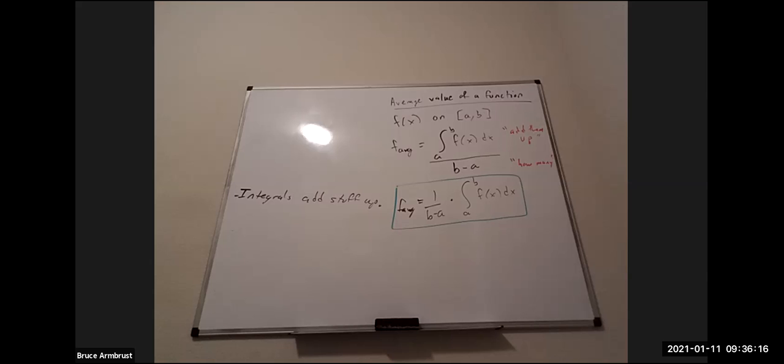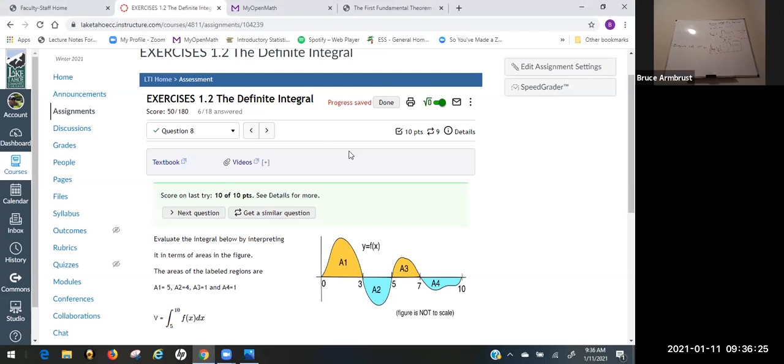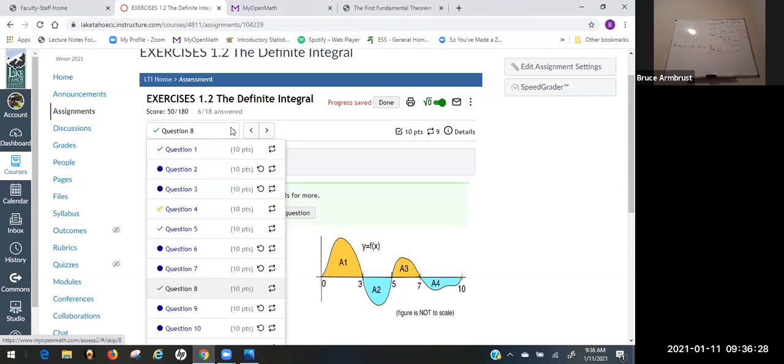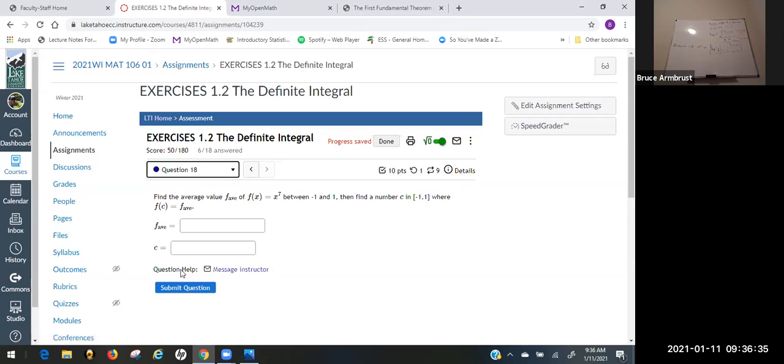So let me share my screen again, and we'll look at the other homework question that we skipped over. I forget the number. Was that number 18 or 14? Anyone remember? Must be 18, because 14 we've got points on. Okay, so for this one, it says find the average value of f of x equals x to the 7th between -1 and 1.